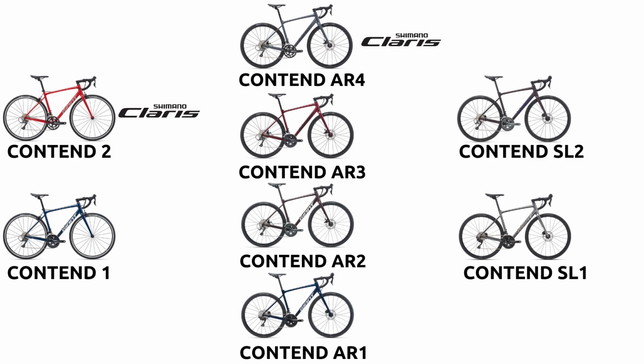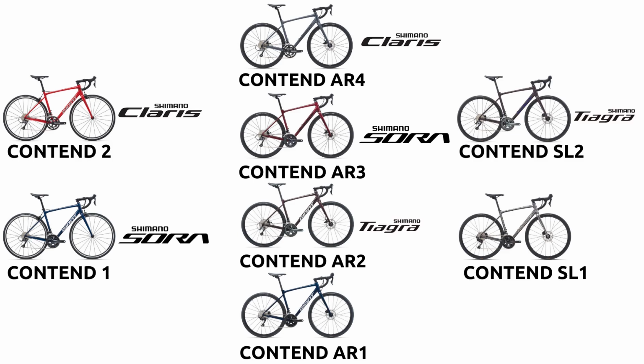So majorly the Contend 2 and AR4 come with the Shimano Claris groupset. The Contend 1 and AR3 are shod with Shimano Sora. The Tiagra groupset is used for the Contend AR2 and Contend SL2, while the flagships of the range, the AR1 and SL1, come with 105.